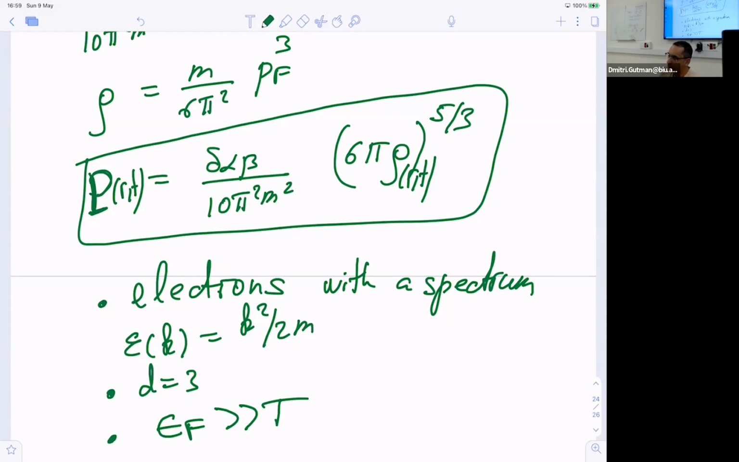Now we Sommerfeld expanded many times. So it means that to this formula there will be corrections that will be proportional to temperature over epsilon Fermi in different powers that we missed. So this expression is exact at the t equals 0 limit, and it may require some additions at finite temperatures.